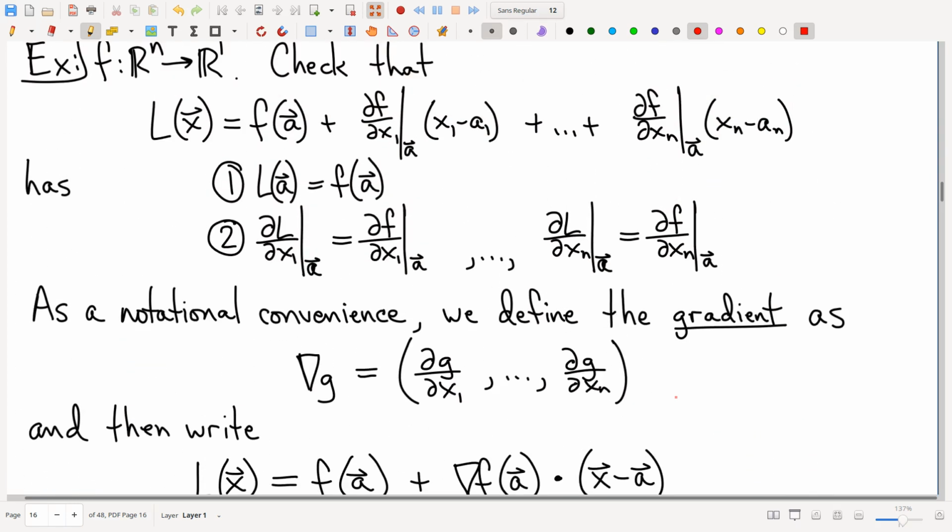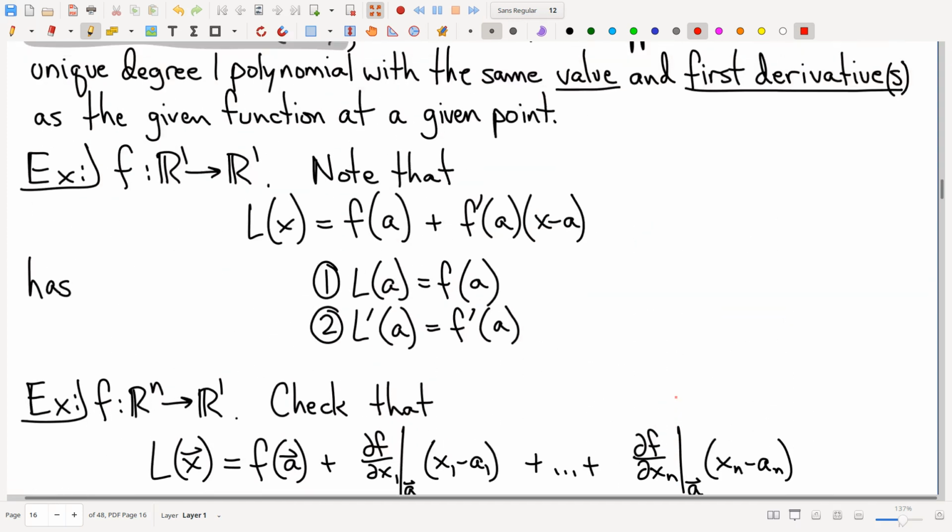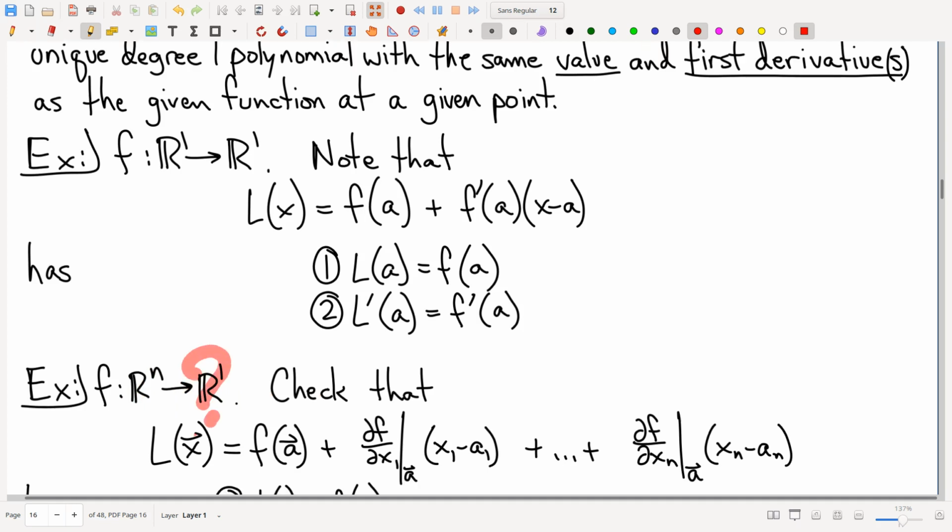So, reminder, we started off with real valued single variable. We then moved on to talk about real-valued multivariable. Now the natural next question is, what if I have multiple output values? In other words, what if I have a vector-valued multivariable function. How do we make this work? How do I do a linear approximation?